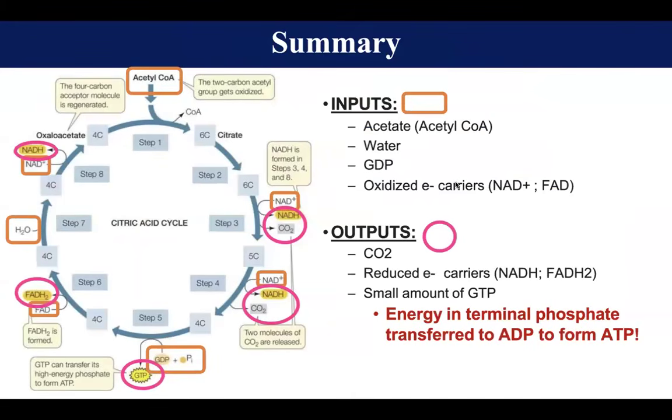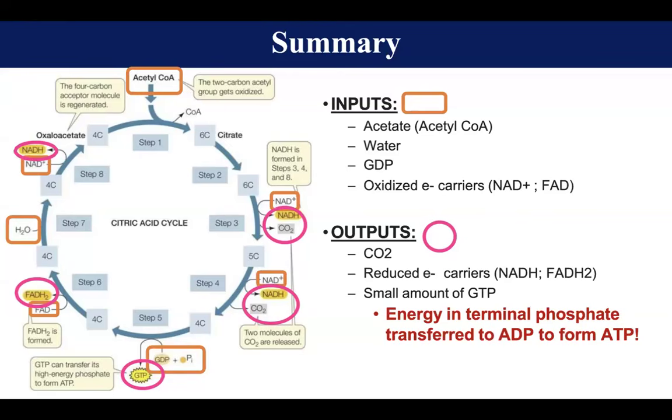So here you have acetate, also known as acetyl-CoA. Another input is water, GDP. Your oxidized electron carriers, which are NAD plus and FAD, and then your outputs will be carbon dioxide is released, reduced electron carriers because the NAD plus and FAD obtain electrons, and then a small amount of GTP is formed.